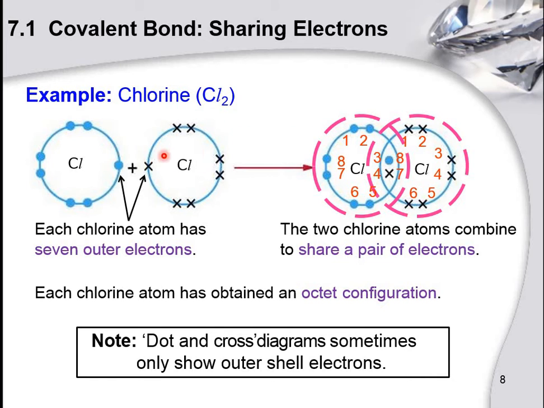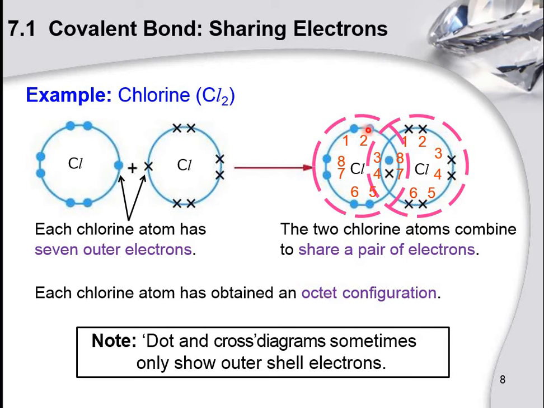This is a dot and cross diagram. In order for them to become stable, they have to share. Remember that covalent bonds only happen between non-metals. Don't confuse it with ionic bonding. Ionic bonding is between metals and non-metals, but a covalent bond is between non-metal and non-metal. So the two chlorine atoms combine to share a pair of electrons. At the end of this, each chlorine atom has obtained an octet.